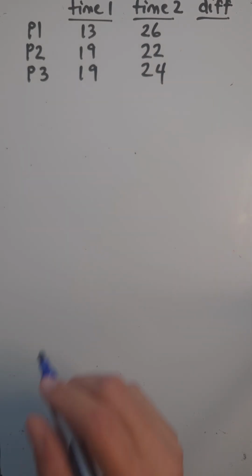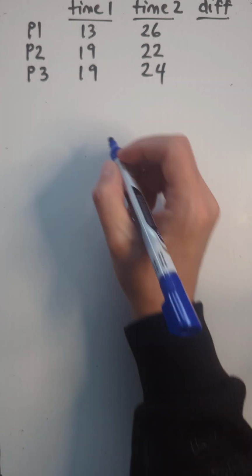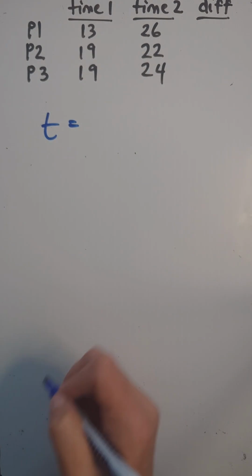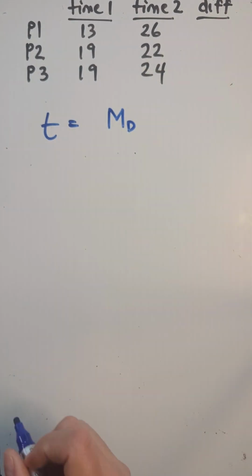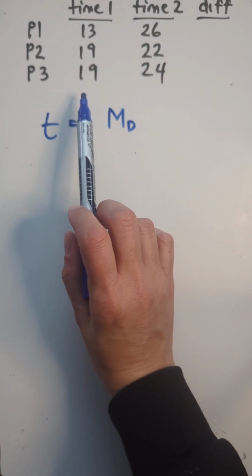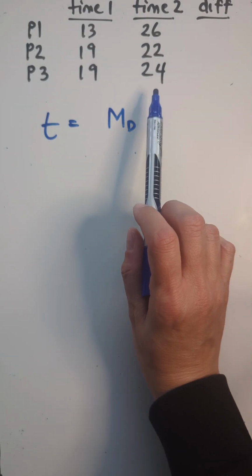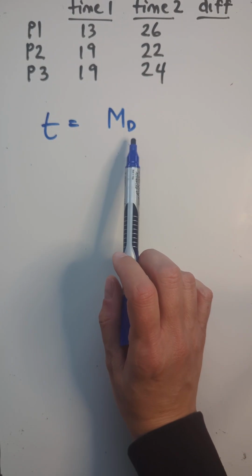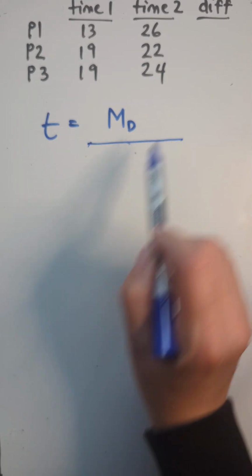So what we're going to do first is write the formula for a dependent t-test. That formula starts with t equals, and then you have a mean on the top. It's not the mean of the time 1 group, and it's not the mean of the time 2 group, and it's not the mean of time 2 minus time 1 or anything like that. It's the mean of the difference scores. We haven't calculated those yet, so we shall, so that we can get the mean of the differences.